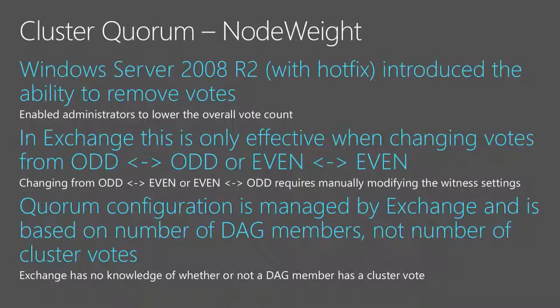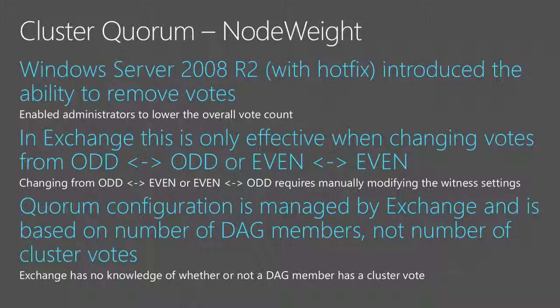Now, you can play with votes, okay? There's a node weight property. Windows gives you the ability to go and take votes away from cluster members if you want to. I'll show you why you would want to do that. But before I do, keep in mind that in an Exchange DAG, Exchange bases its quorum model, in other words, whether or not it uses a witness server, on the number of members in the DAG. Okay? Exchange doesn't know anything about the cluster or votes or anything like that. So if you take a vote away from a DAG member, Exchange doesn't know that, and so the quorum model that Exchange configures will not match the model that you now need to use because you manually took votes away.